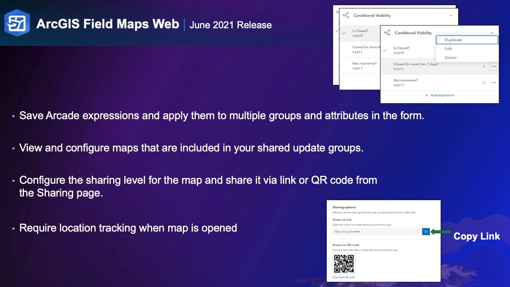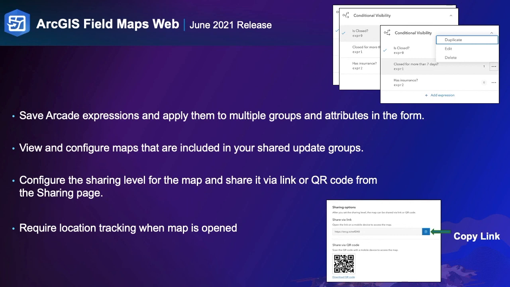Some things that are new on the web side for the June 2021 release. You can save ArcGIS expressions now and apply them to multiple groups and attributes in the form. So if you have a specific expression that you want to apply to many, you don't have to duplicate that. You can just save that and apply it multiple times.